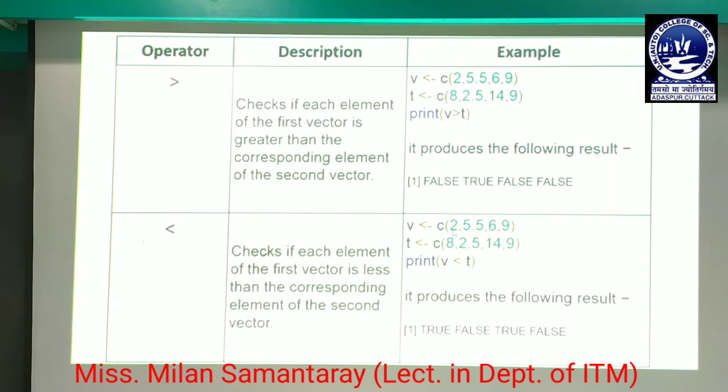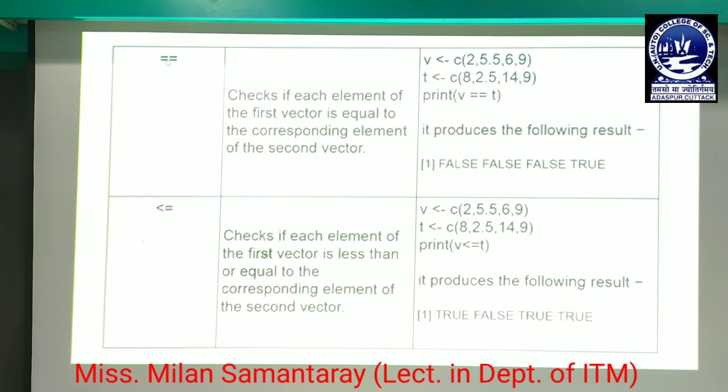That means, 2 less than 8, yes, it is true, so it will display the output as true. Then 5.5 is less than 2.5, no, it is greater than 2.5, so it will display false. Then 6 less than 14, yes, it is true, so it will display the Boolean value true. Then 9 is less than 9, no, 9 is equal to 9, so it will display false. So, this is the operation of the less than and greater than operators.